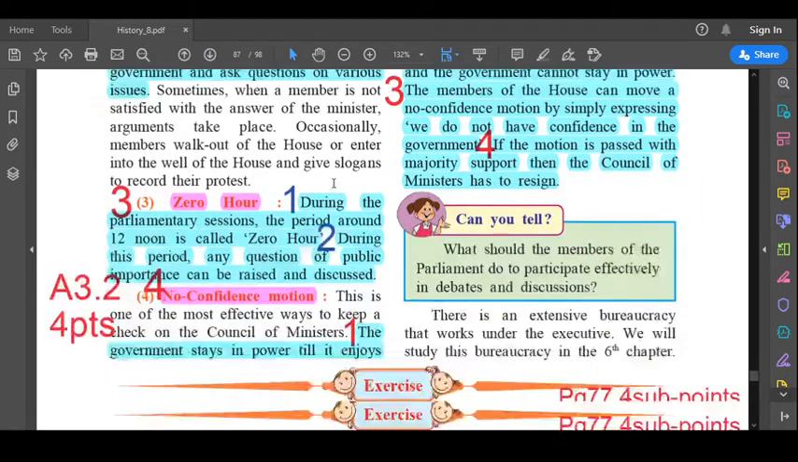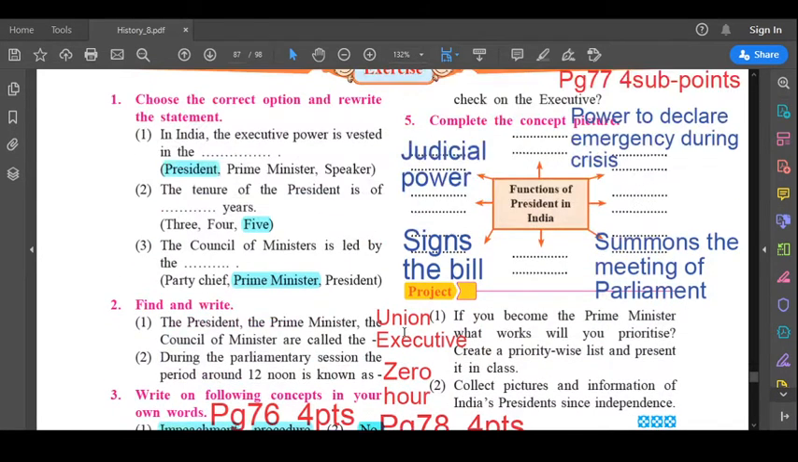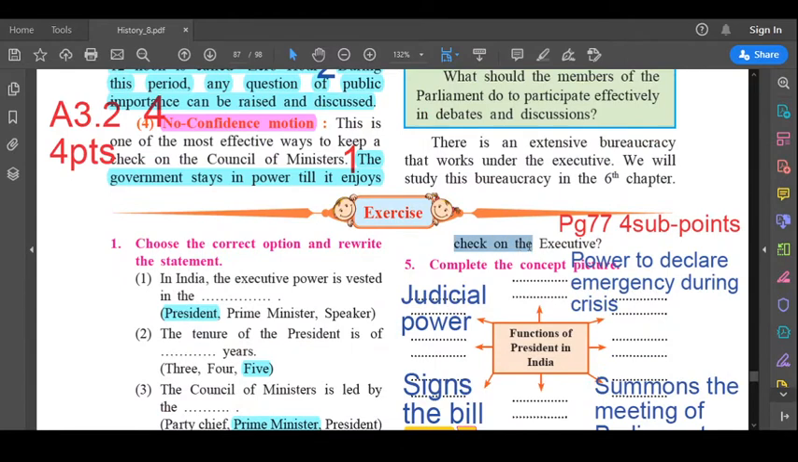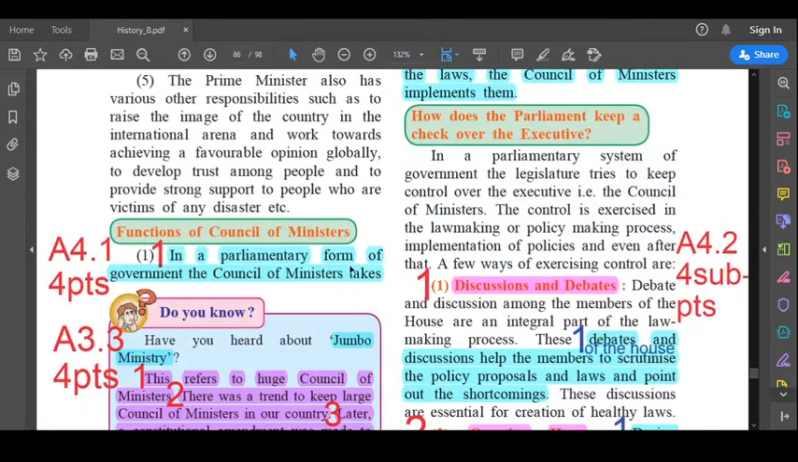Now we'll go to the next question, that is 4.2. How does the Parliament keep a check on the executive? The answer is on page number 77. It's quite a big answer, and this answer is divided into 4 sub-points. So let us see which are the 4 sub-points.